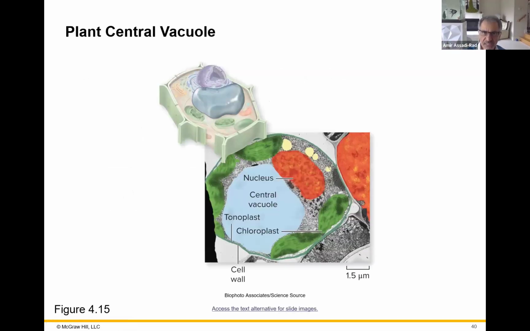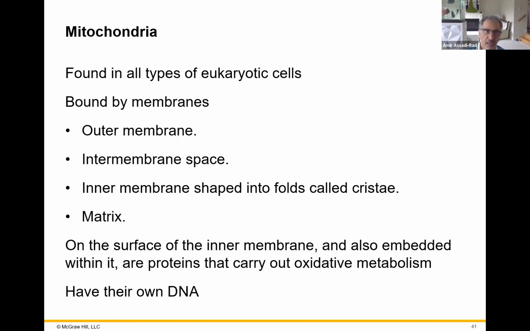Here is a nucleus, central vacuole, tonoplast. Do not worry about that term. Chloroplast, yes, worry about that term. It carries out photosynthesis. Okay, and of course you have cell wall: plant cells, bacteria, fungi have cell wall, and some protista. Animal cells do not have cell wall.